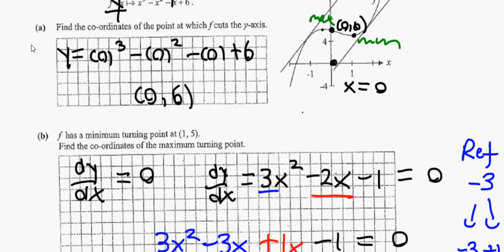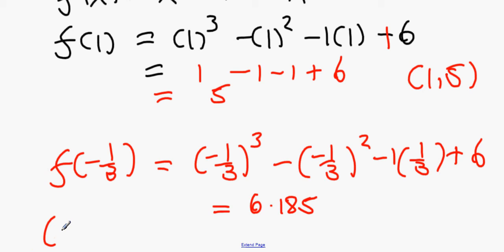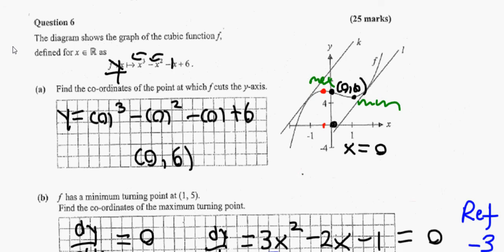So the question asks to find the coordinates of the maximum turning point. We can see that minus a third is around here, and it's obviously around 6.1 because it's just above the 6 mark, which is what we're expecting. So this point here is minus a third, 6.185.